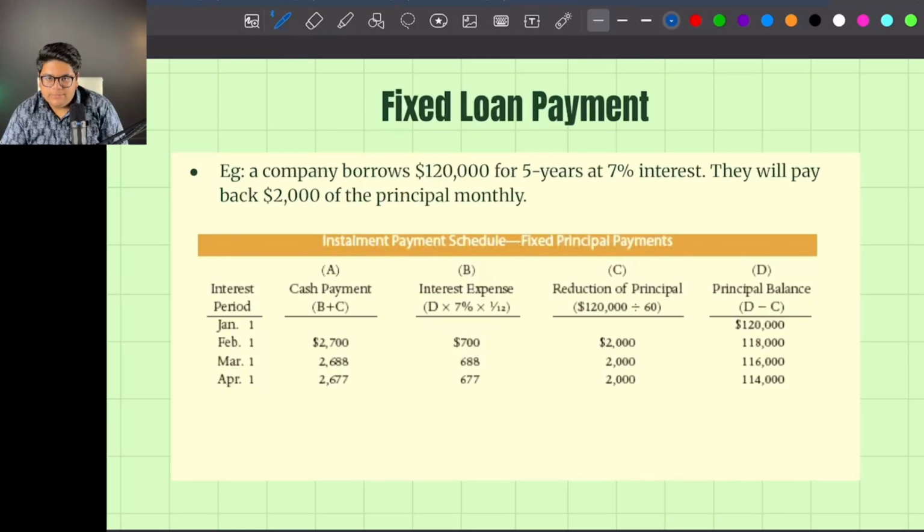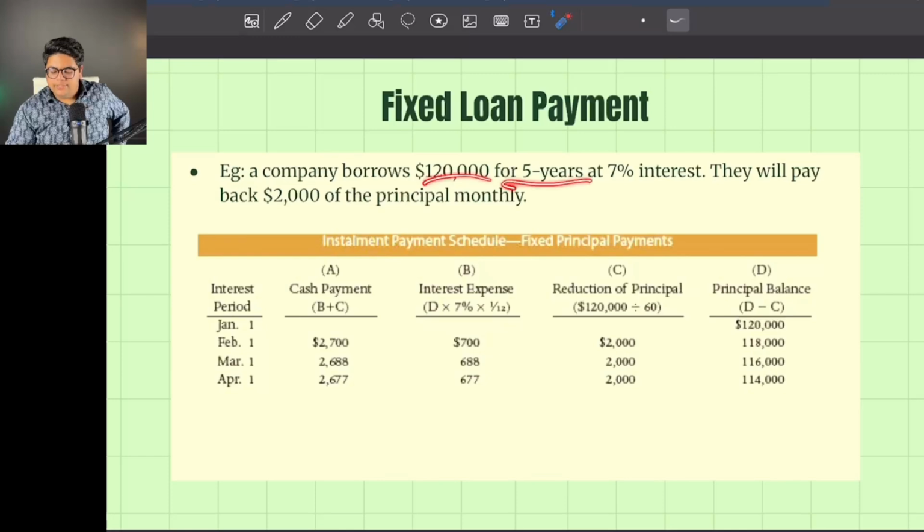Now let's look at a little bit of loans. There are two kinds of way to pay off a loan. Number one is your fixed loan payment. We're going to be going over fixed loan and blended note. The example remains the same. A company borrows 120K for 5 years at 7% interest. Same for both examples, right? Except with a fixed loan payment, the principal will be paid back $2,000.